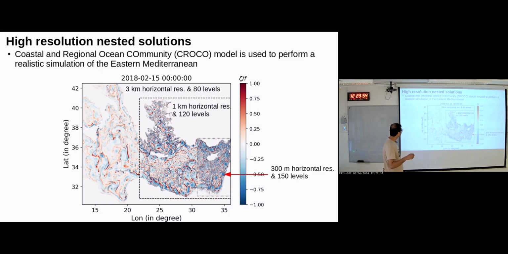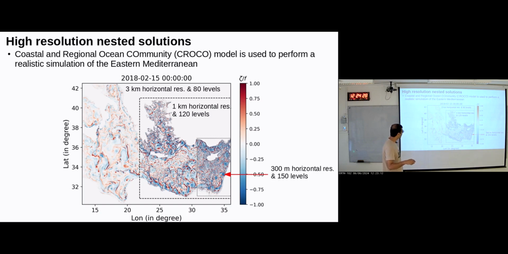Then at 1 kilometer horizontal resolution, with 120 levels, the domain encompasses almost the entire Levantine basin. As you can see, at this resolution the large submersible scale filaments and cyclonic eddies are resolved, but they appear to be relatively stable to rollups.